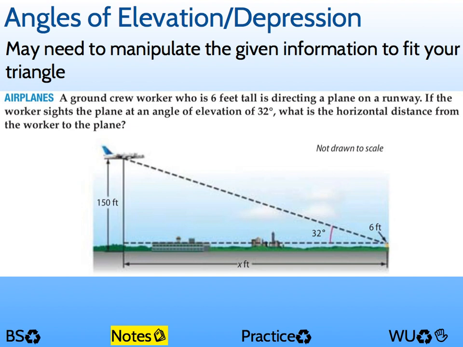When working with angles of elevation and angles of depression, you may need to manipulate the diagram slightly. So in this diagram, it says the plane is 150 feet off the ground, but the triangle starts 6 feet above the ground because it starts at the person's eye level. So in order to make this triangle, the far side on the left is not 150 feet. It's 150 minus the 6 feet for the person, giving you a side of 144 for this side.